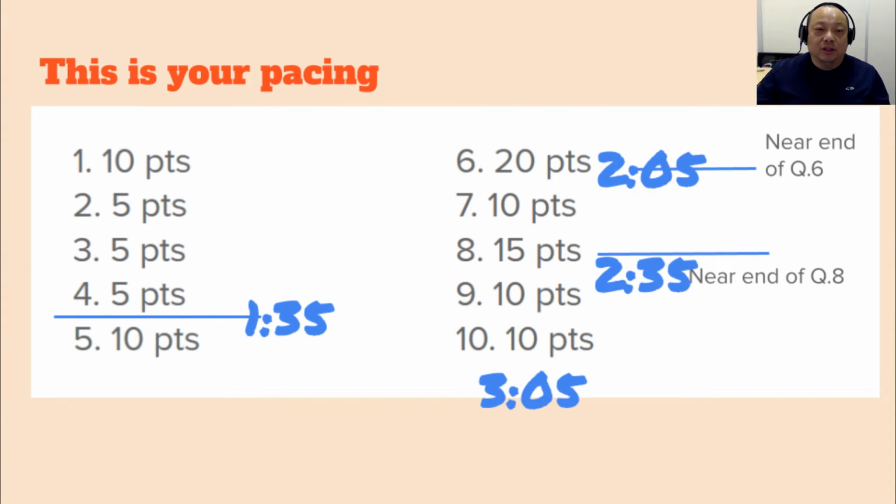This is our time chart. We want to pace ourselves according to these clock times. By 1:35, we need to have finished question 4. By 2:05, we need to be near the end of question 6. By 2:35, we need to be near the end of question 8. And we need to finish everything by 3:05.